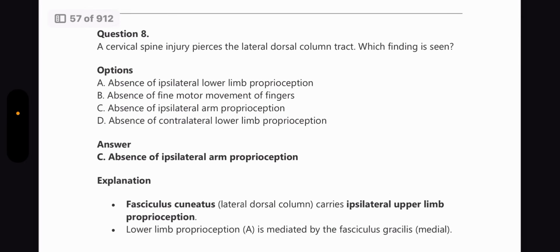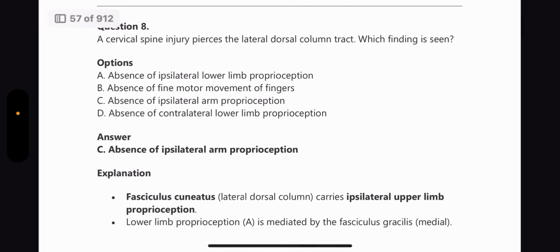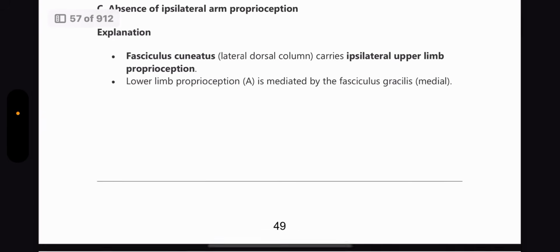Next, a cervical spine injury pierces the lateral dorsal column tract. What finding is seen? Answer is absence of ipsilateral arm proprioception. So fasciculus cuneatus, which is the lateral dorsal column, carries ipsilateral upper limb proprioception, and lower limb proprioception is mediated by the fasciculus gracilis, which lies medially.